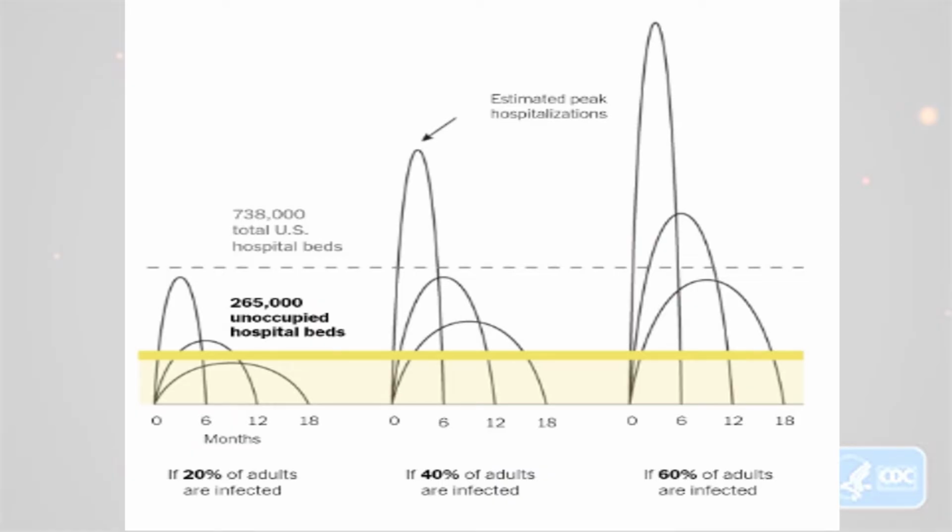Here is another image describing this point. We have 738,000 total U.S. hospital beds. By spreading out infections over the course of 18 months rather than 6 months, we can provide appropriate care by having enough hospital beds and essential resources like ventilators. Insufficient resources will ultimately lead to a higher fatality rate. Social distancing saves lives.